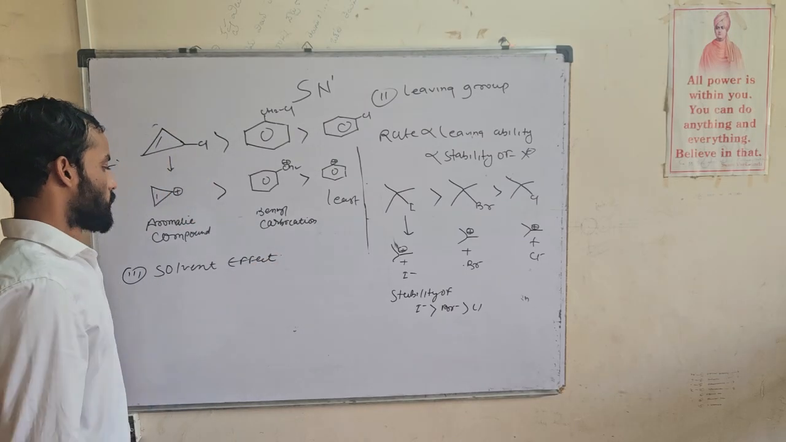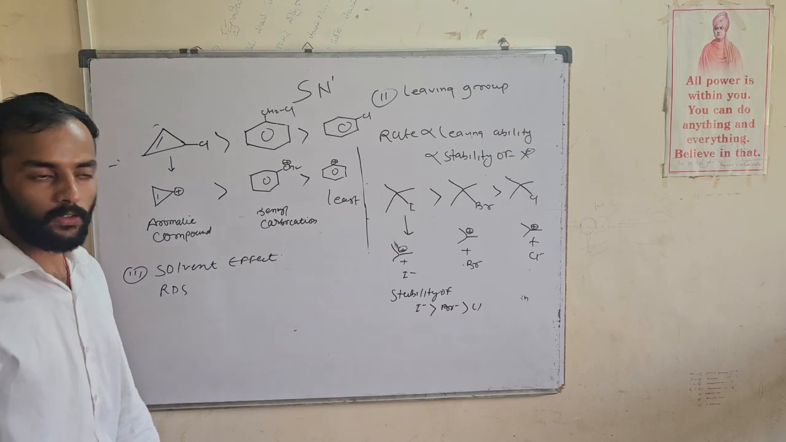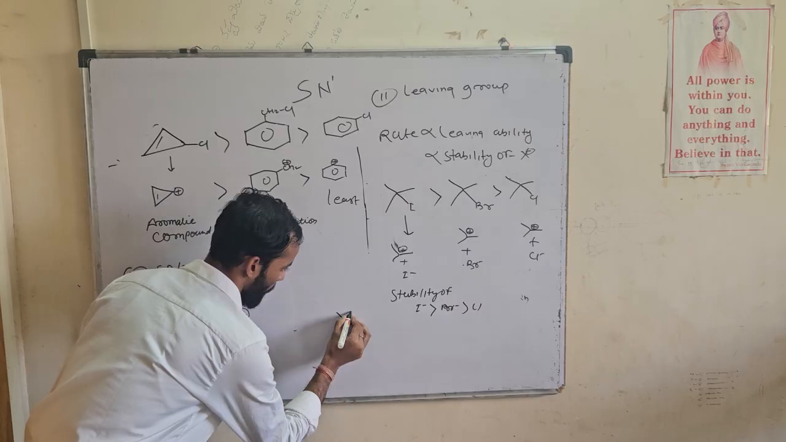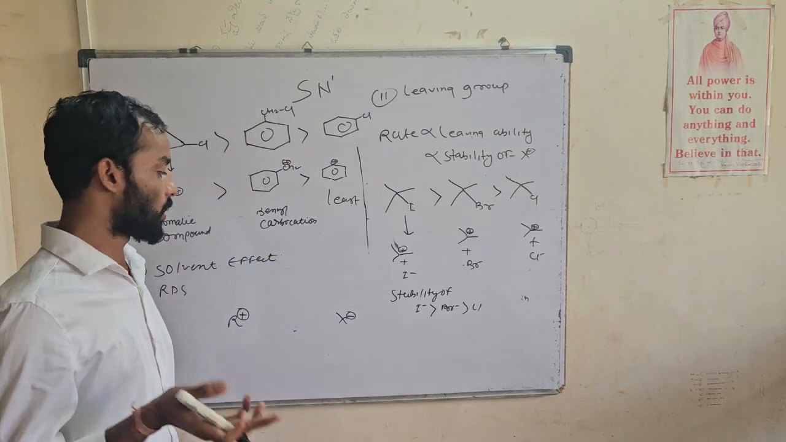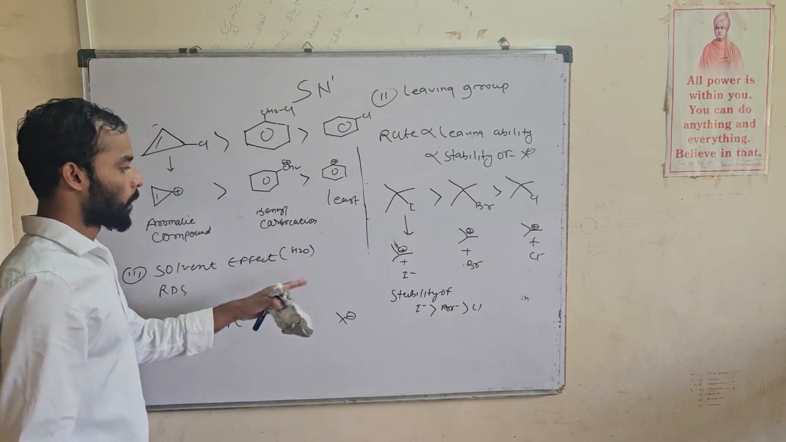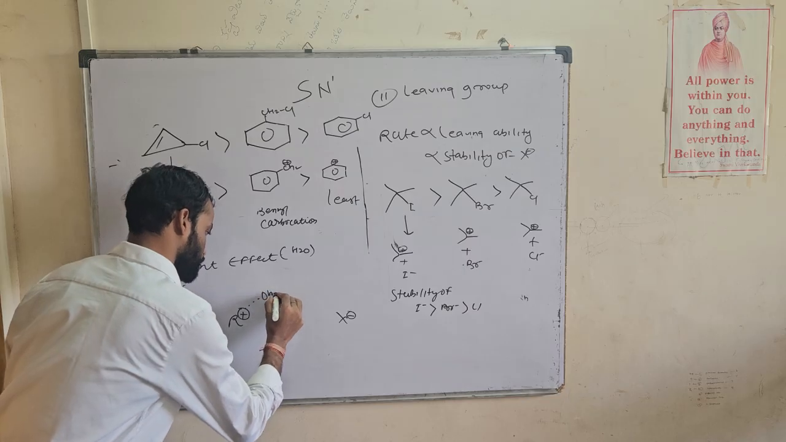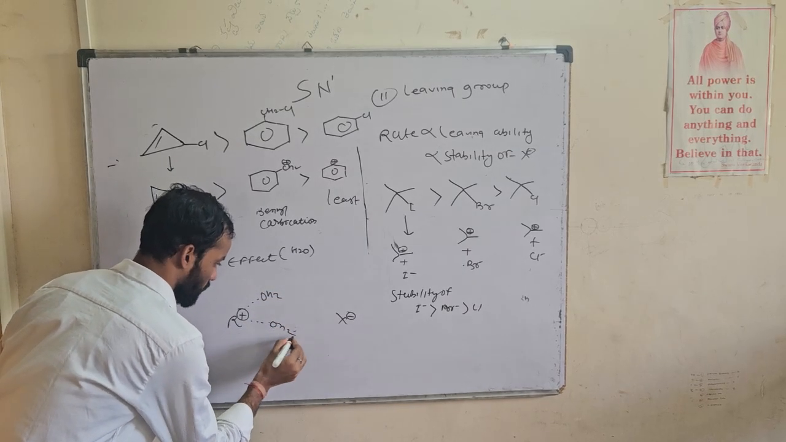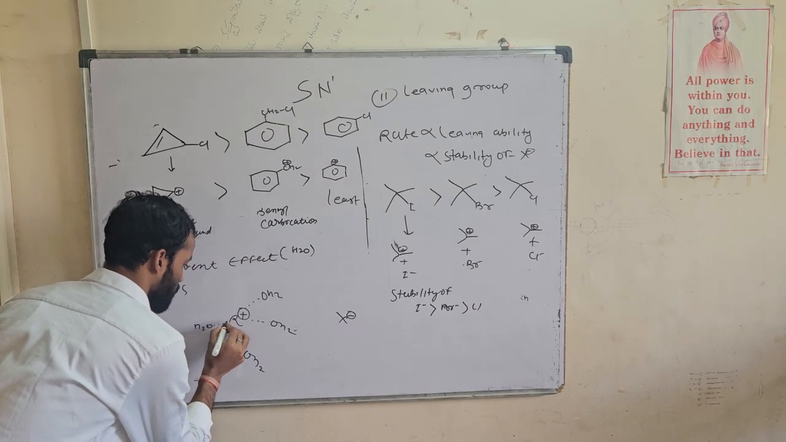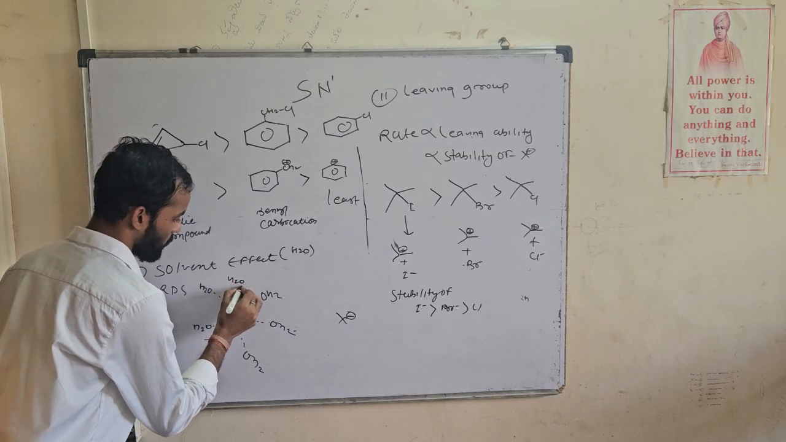Solvent effect. Since we know that the RDS step involves the formation of carbocation, that is a positive charge, as well as a carbanion. If we use a polar protic solvent, let's say water, the lone pair of oxygen is going to coordinate with the carbocation. Oxygen will coordinate with the carbocation.